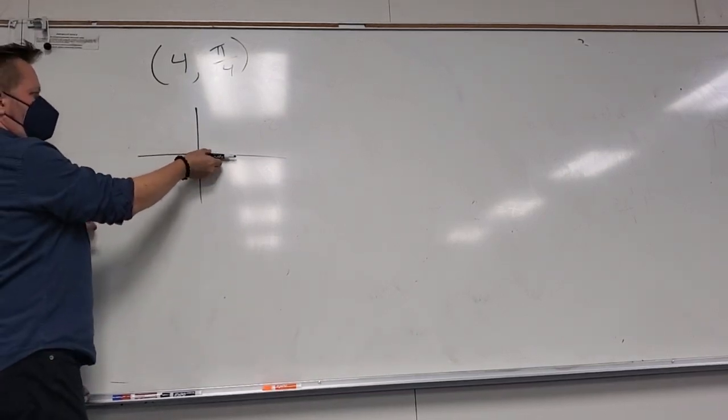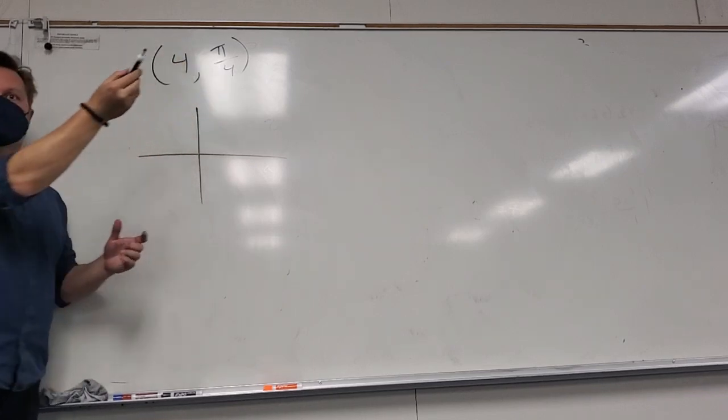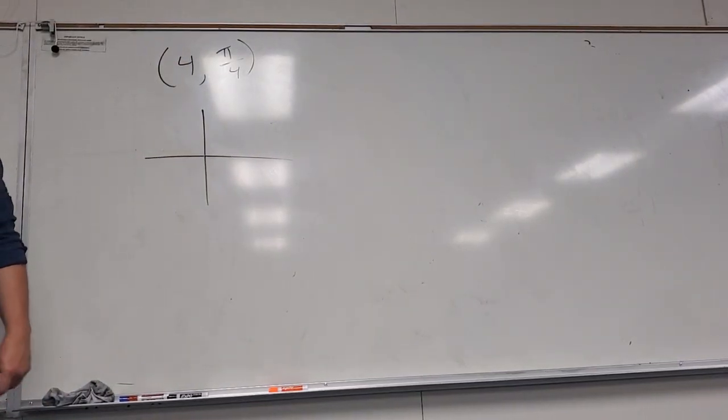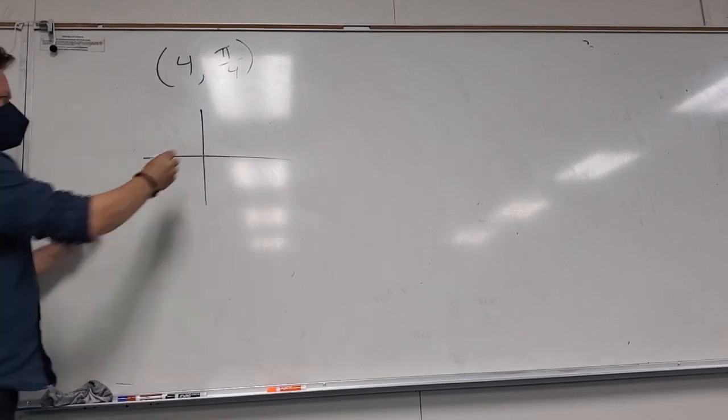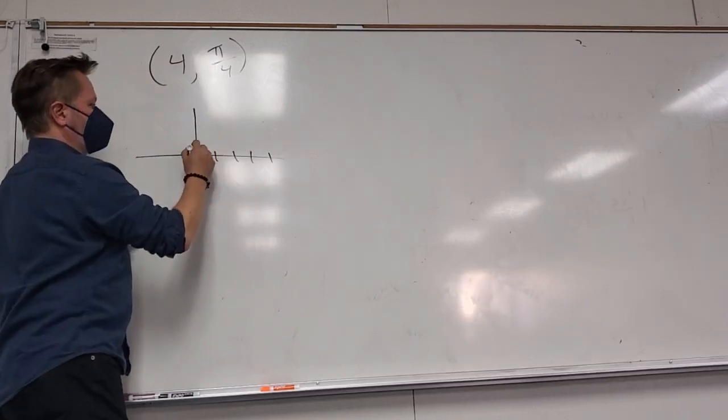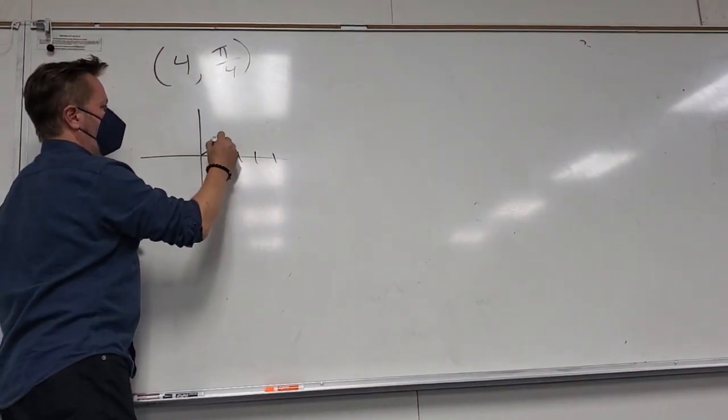Basically, turn by pi over 4. That's diagonal, yes? That's easy. Now, walk out in that direction exactly 4. Would you go here? Why does that make sense? If I'm pointing pi over 4, how far do I go?